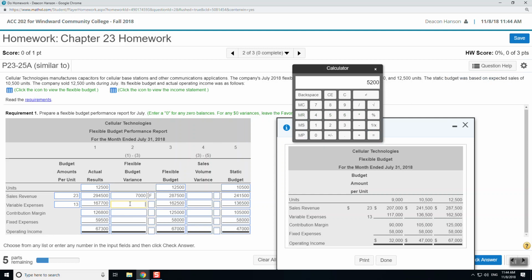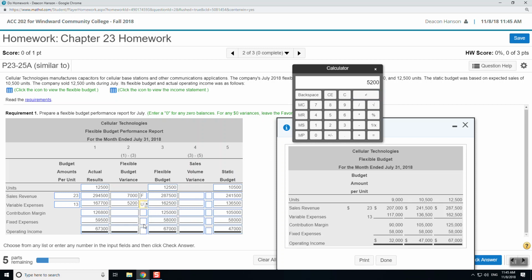Okay, and that's 5,200. Now think about it. Again, that's higher than what the budgeted amount was. But because it's an expense, having a higher expense than you budgeted is actually unfavorable. So you would give that a U. You see how that works, okay?